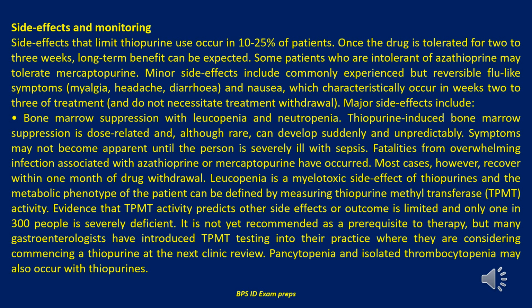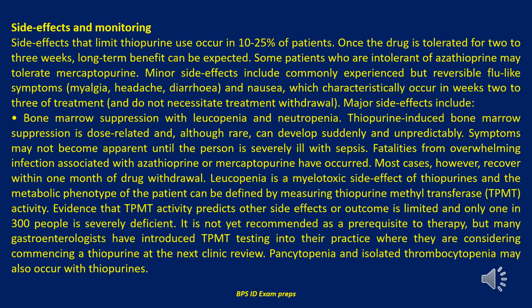Major side effects include bone marrow suppression with leukopenia and neutropenia. Thiopurine-induced bone marrow suppression is dose-related and, although rare, can develop suddenly and unpredictably. Symptoms may not become apparent until the person is severely ill with sepsis. Fatalities from overwhelming infection associated with azathioprine or mercaptopurine have occurred. Most cases, however, recover within 1 month of drug withdrawal.